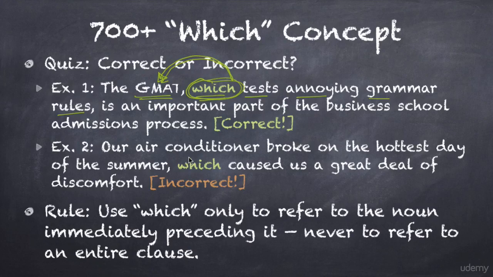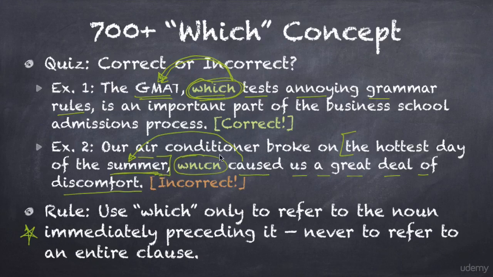Because in the second example, what caused us a great deal of discomfort? That's the modifying information, isn't it? And if we are going to use the word which, according to this rule, which is a rule you need to learn and know, I must be modifying the noun or noun phrase immediately before it. So did the summer cause us a great deal of discomfort? No, the summer did not cause us a great deal of discomfort. Even the hottest day of the summer, right? If I expand the noun, the hottest day of the summer, that didn't cause us a great deal of discomfort.